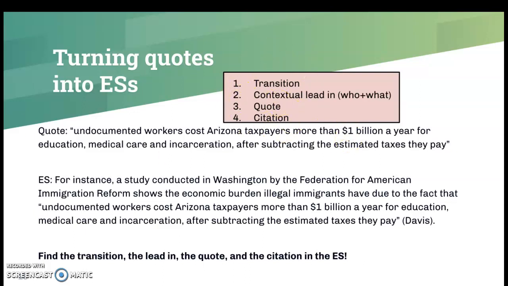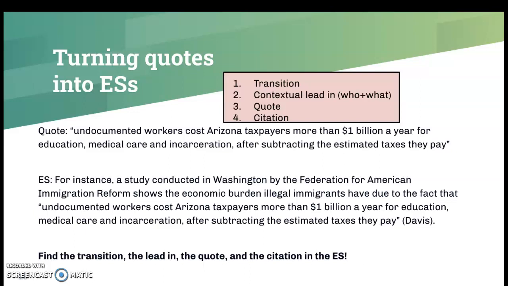So let's say that this was our quote. Yesterday we focused on amnesty for the main claims and subclaims, so we're going to focus on deportation today, just to be fair to every side. So the quote is, "undocumented workers cost Arizona taxpayers more than $1 billion a year for education, medical care, and incarceration after subtracting the estimated taxes they pay." So we see this quote. Not good enough for the actual essay.